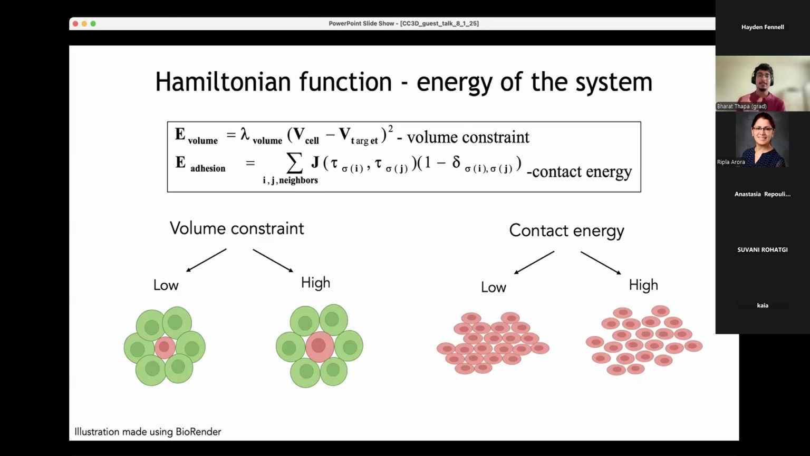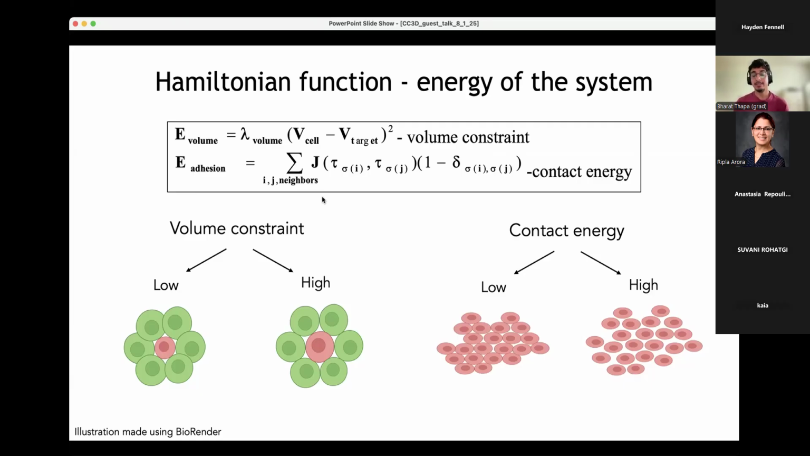So one of the things the Hamiltonian function has is the volume constraint, which refers to the potential energy of the cell, where if it gets compressed, it's not happy and the energy is increasing. And that factor depends on how compressible it is, which is the lambda volume factor here. So when you have the volume constraint set up lower, if there is a high pressure scenario, a cell would get compressed easily if it has a lower lambda value, which is shown here on the left. And on the right, you can see if it has a high lambda volume value, you would see that the cell is almost incompressible.